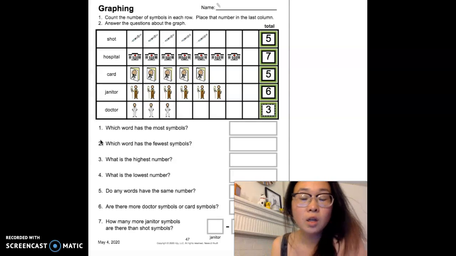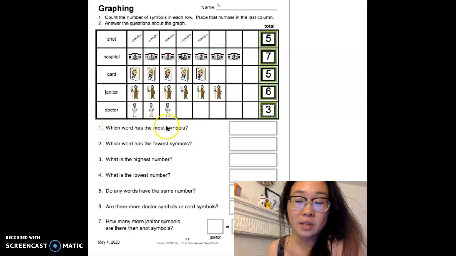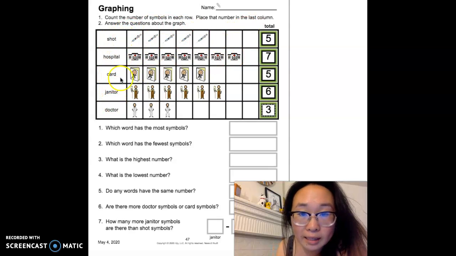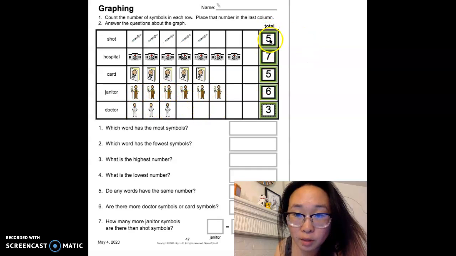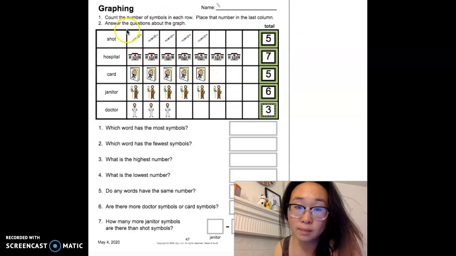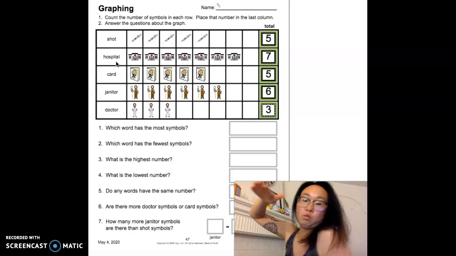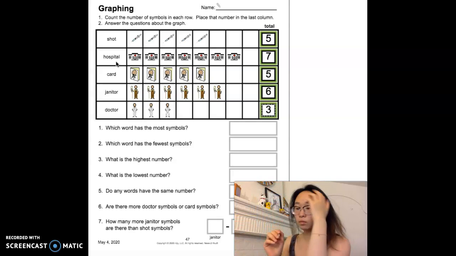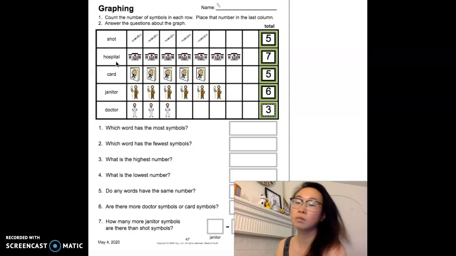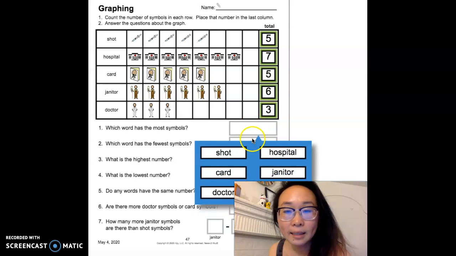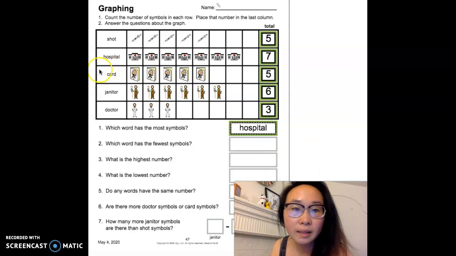just filled out. Number 1 says, which word has the most symbols? Which word has the most? So let's look at our words. Shot, hospital, card, janitor, and doctor, right? So look at the amount on each one in our numbers, 5, 7, 5, 6, 3. Which one has the most? The most is, let's see, the word hospital. This one has the most.